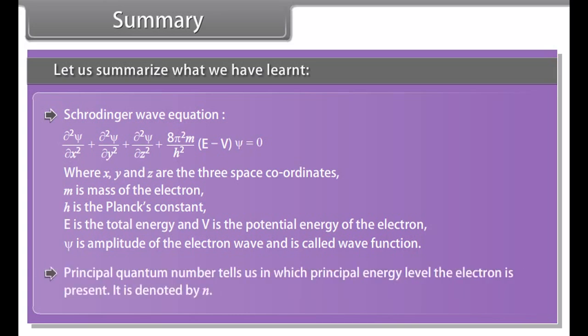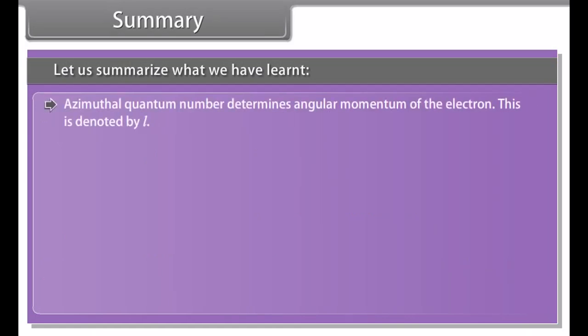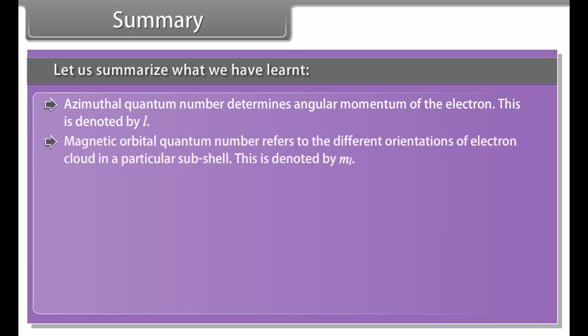Principal quantum number tells us in which principal energy level the electron is present. It is denoted by n. Azimuthal quantum number determines the angular momentum of the electron. This is denoted by l. Magnetic orbital quantum number refers to the different orientations of the electron cloud in a particular subshell. This is denoted by ml.